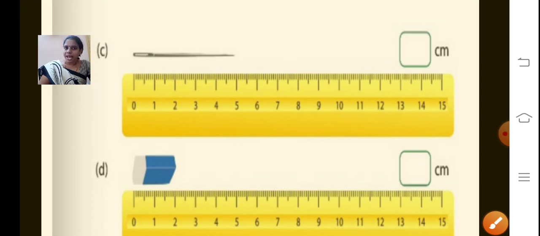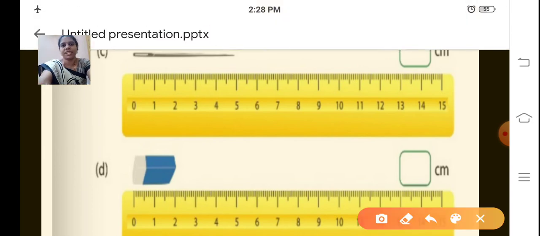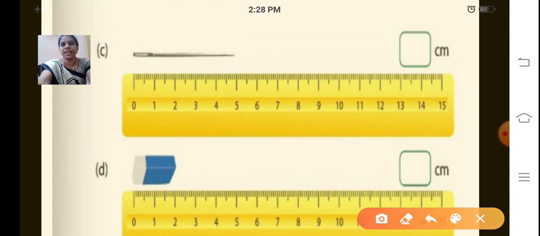Now, again, needle. What is the length of the needle? Where does it end? Just see the length. Yes, it starts from 0 and it ends at number 5. So it is about 5 centimeters. Write down 5 centimeters in C sum. And D, you're going to do as homework, C and D. I'm just telling you how to do it. And eraser. Same, just see the length of the eraser and write down how many centimeters it is.